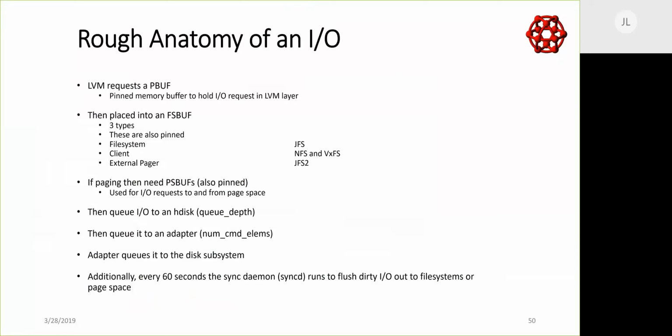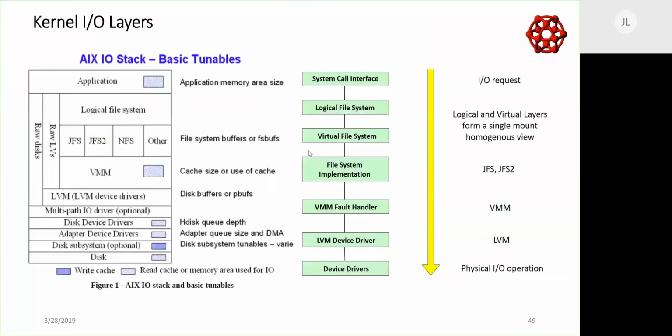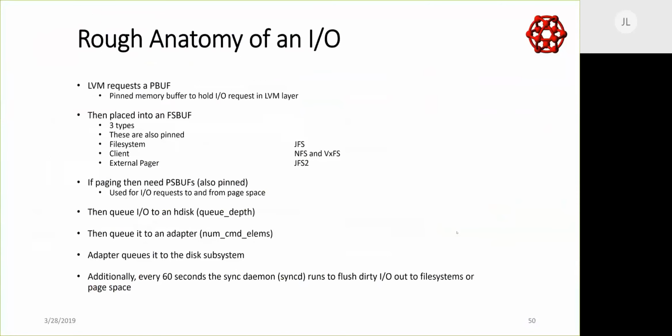And then additionally, every 60 seconds, the sync daemon runs, and its job is to go through and look at the I/Os that are dirty, so pages that have been modified that need to go out to file systems or page space. So sometimes you'll see a spike in I/O every 60 seconds, and that's the sync daemon doing its job. The sync daemon is not used in the case of raw disks. It's also not used with GPFS or concurrent I/O, and I think Oracle ASM doesn't use it either.